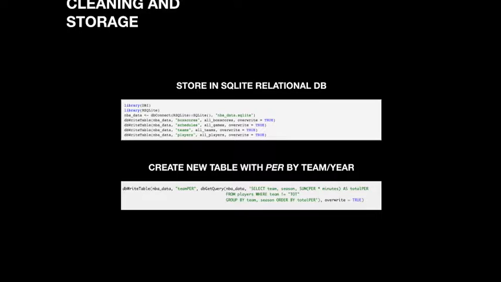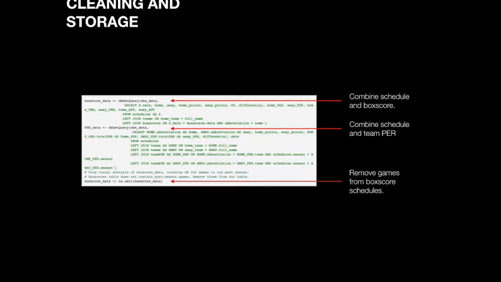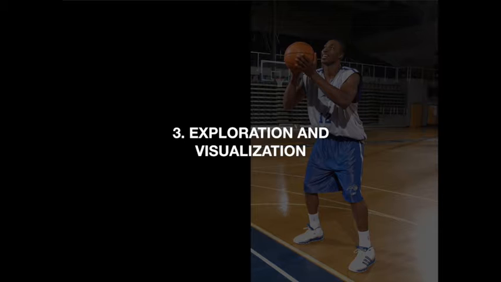Because PER is a per minute statistic, I multiplied each player's PER on a team's roster by their total minutes played on that team, and then summed over each team. I also did some SQL queries to combine schedule box score stats and schedule PER stats. And then I removed some missing values because my box score stats didn't include postseason games, but my schedule did.